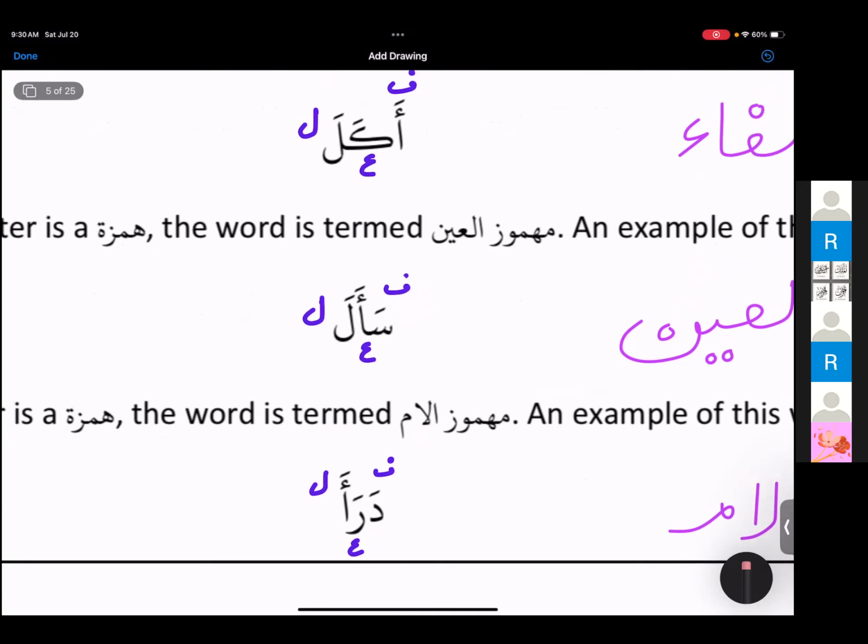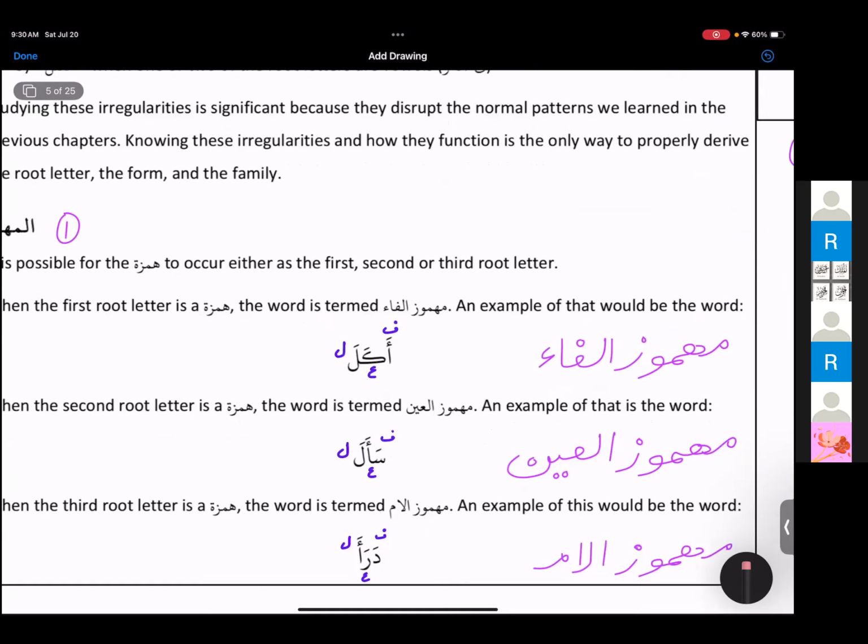Right? So now where is the hamza now? Lam kalima. Mahmuzul lam. So what are we going to call it? Mahmuzul lam. Make sense? Yes, ma'am. Easy, right? Yes. Alhamdulillah.